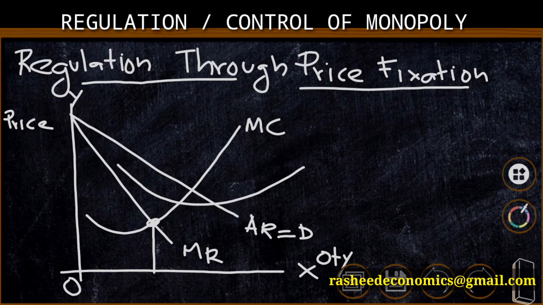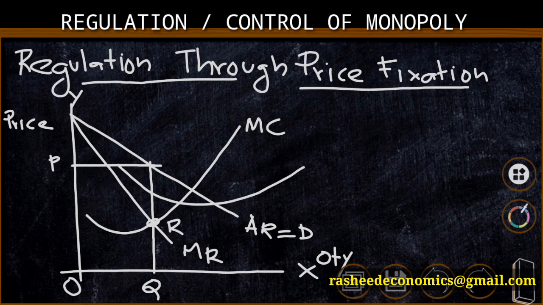The equilibrium quantity is identified at OQ output, and the firm sells its product at OP price. This is the monopoly price of the product. Here we know that the firm is earning this much amount of abnormal profit, but for the sake of convenience, we are not plotting it now.